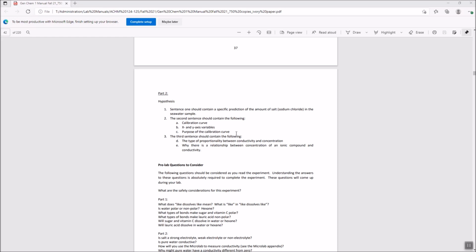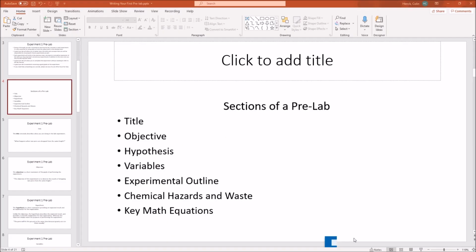The third sentence should contain the following: the type of proportionality between conductivity and concentration. These things are directly proportional. As we increase the concentration of salt, so too does the conductivity increase, because there are more ions in solution, which allows more current to pass through the solution, which also answers point E here. Why is there a relationship between concentration of ionic compound and conductivity? So this is how we're going to find our hypothesis.